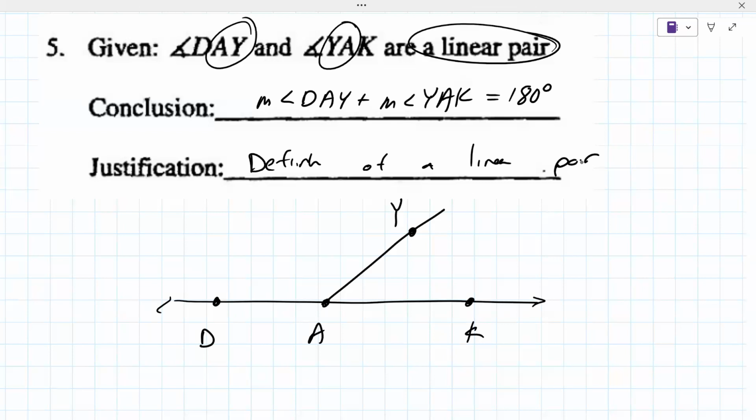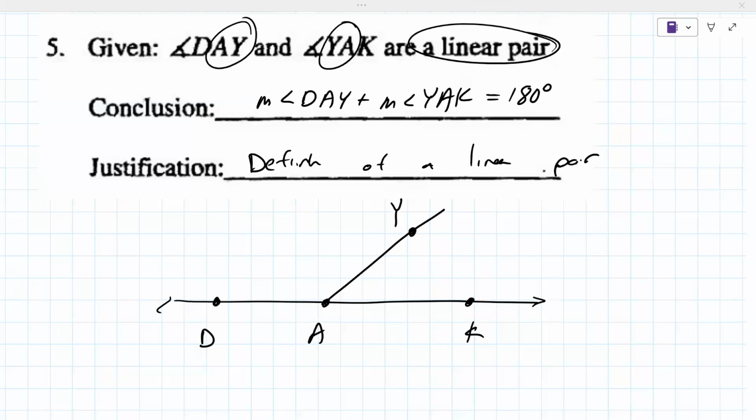Could you also say definition of supplementary? No, because it doesn't say that they're supplementary. That is true. Typically it's the definition of whatever it is that you're allowed to use. You can't kind of switch the words. They're not necessarily interchangeable, even though we kind of think of them as being interchangeable. Okay, that makes sense.